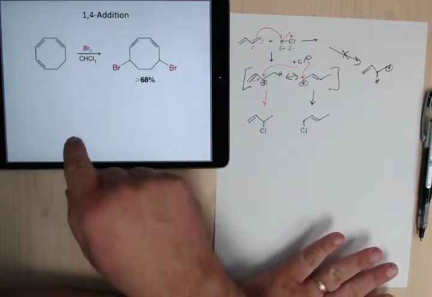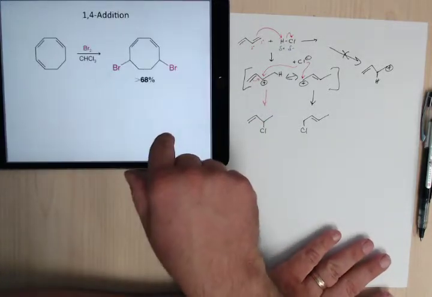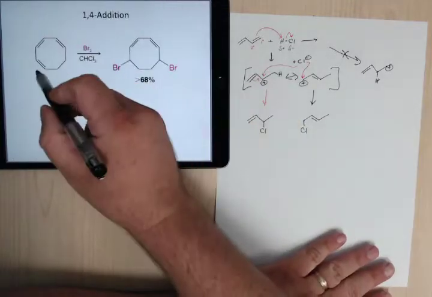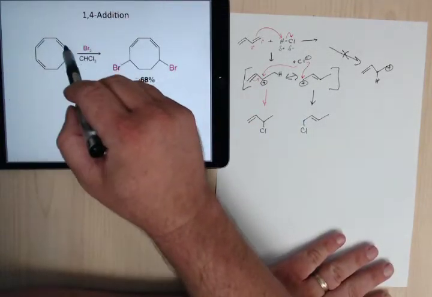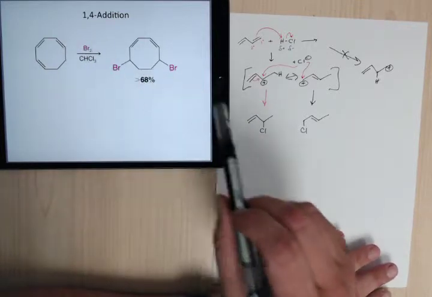You can also get 1,4. This is actually 1,6 addition. So like that, you can add it here, and then do the resonance structure where it gets over to here. So it's actually 1,6 addition. It's kind of cool.